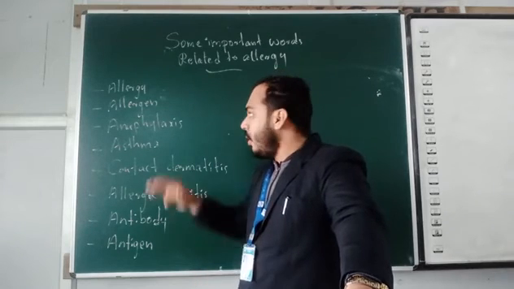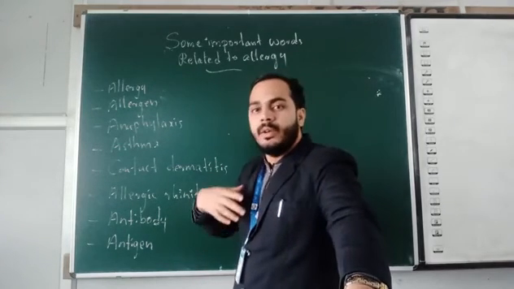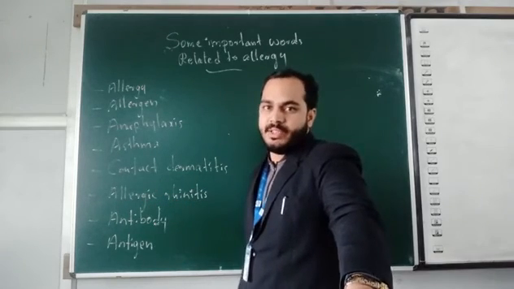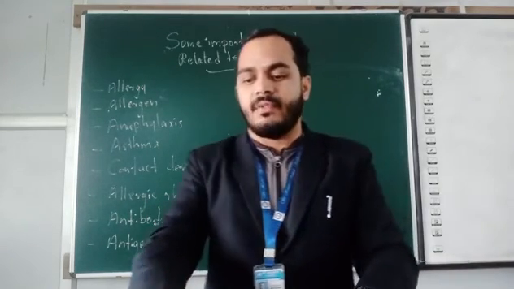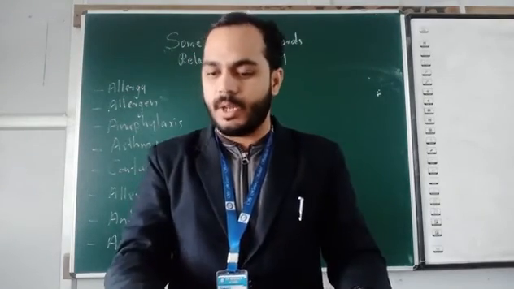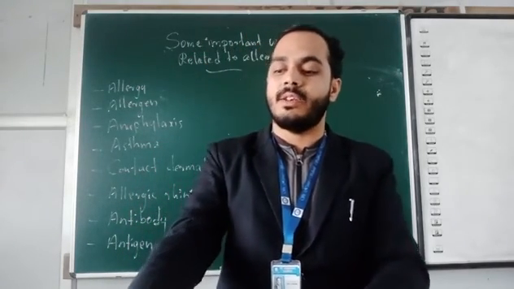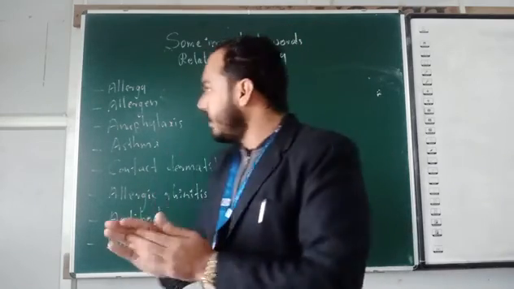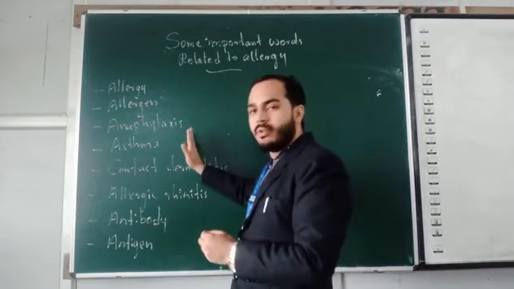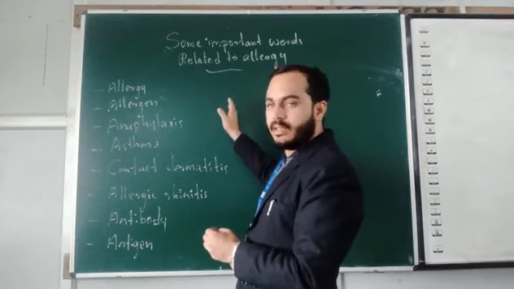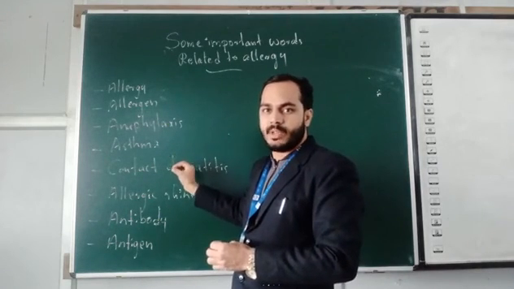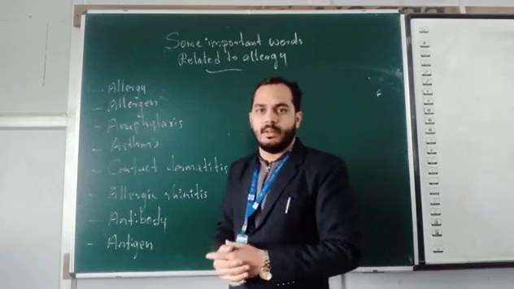Okay. So according to this, what happens? The body starts to produce the antibody to fight an antigen. Okay. The antigen means a foreign protein to which the body reacts by making antibodies, that's the antigen. So these are the new and important words of the lesson on allergy. So all of you learn these important words and their definitions. Okay, thank you.